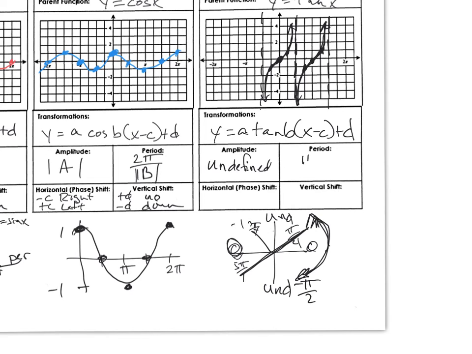The period is 1 pi over b. So this is really hard to remember. It's very easy to just use 2 pi over b, but it's 1 pi over b. Negative c obviously takes this to the right, and positive c takes this to the left. Vertical, this is still positive d is up, and negative d is down. So how are we going to draw this?